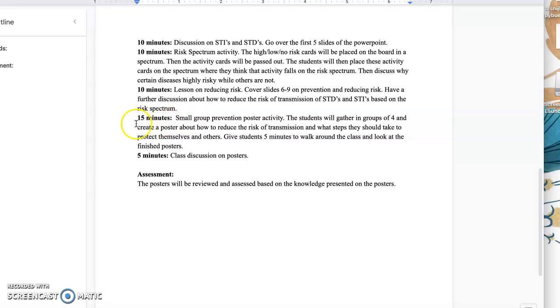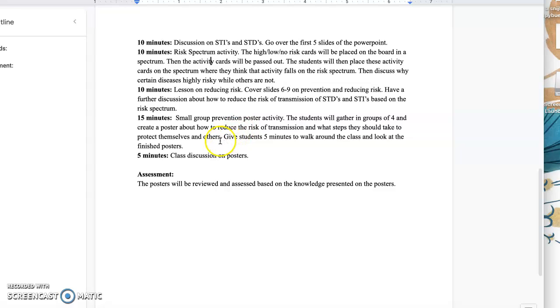And then the last 15 minutes will be a small group presentation or a small group poster, I guess, on prevention. So the students will gather in groups of 4 and create a poster on how to reduce risk of transmission and what steps they should take to protect themselves and others.